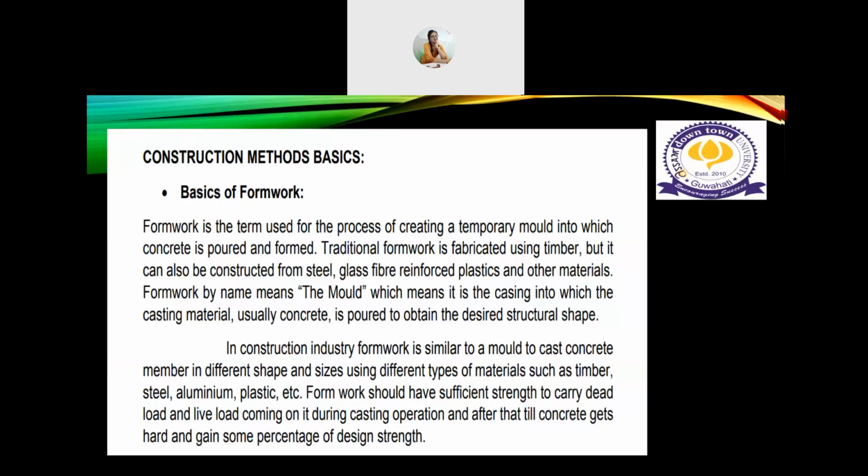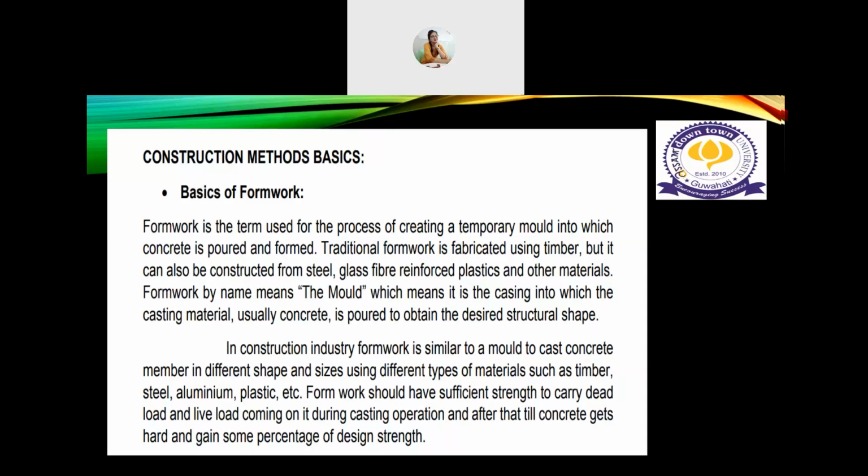So basics of formwork, what is the formwork? Formwork is the term used for the process of creating a temporary mold into which concrete is poured and formed. Traditional formwork is fabricated using timber, but it can also be constructed from steel, glass fiber reinforced plastics and other materials. Formwork by name means the mold, which means it is the casing into which the casting material, usually concrete, is poured to obtain the desired structural shape.